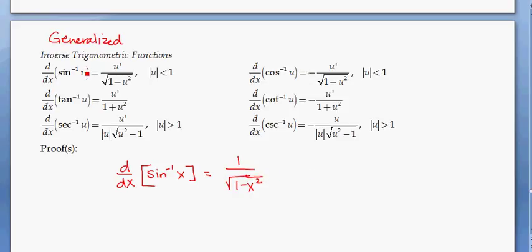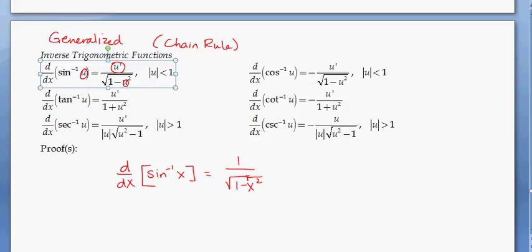But notice here they're saying if you have some inside function u, it would be 1 over the square root of 1 minus u squared, so you're putting that u in, and then times u prime. So that's using the chain rule. So all of these formulas are already written in terms of their sort of generalized form.